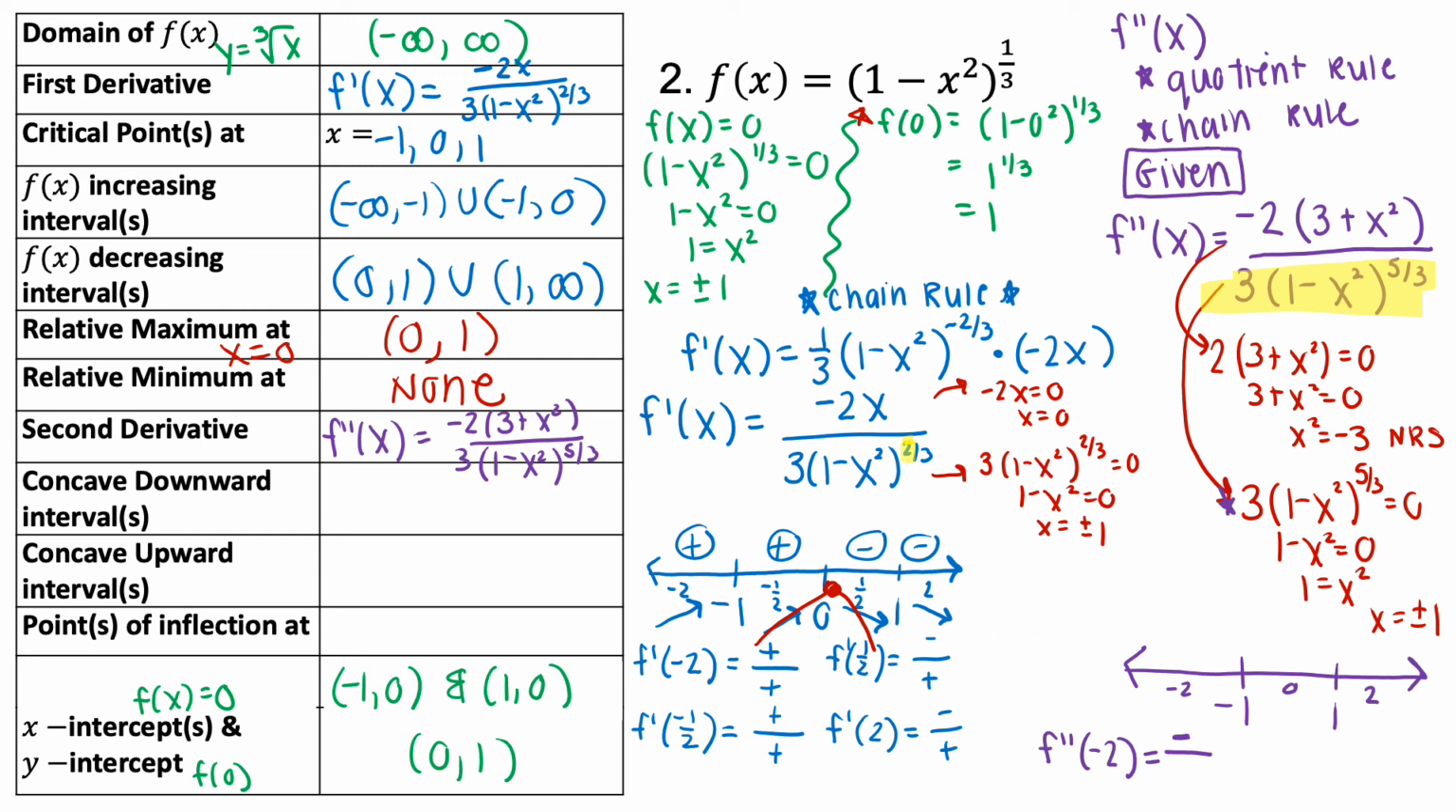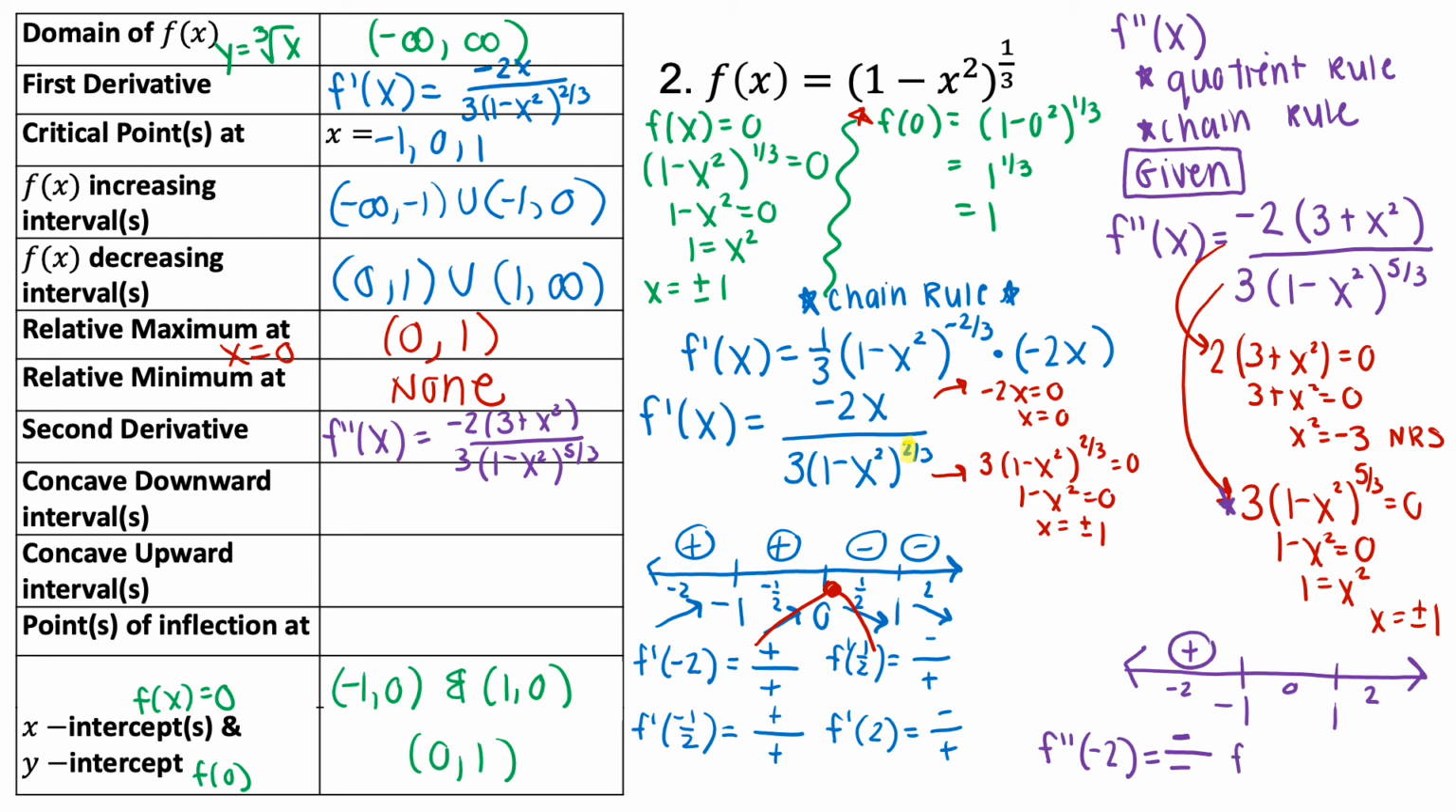1 minus a +4 is a negative. Raised to an odd exponent stays negative. Multiplied by a +3 stays negative. So the denominator of this function would be negative. So at -2, our second derivative is negative over negative, which is actually positive.